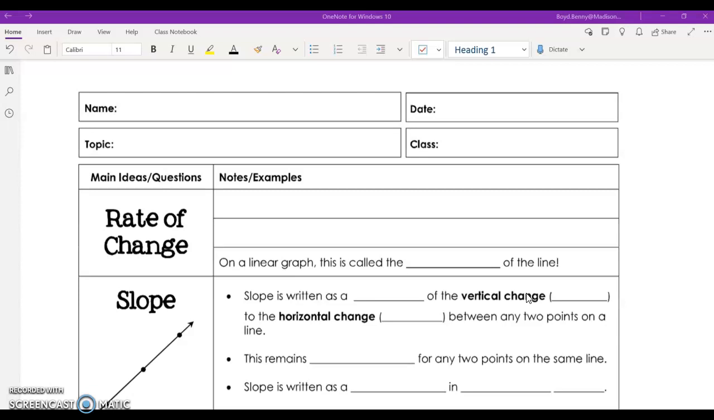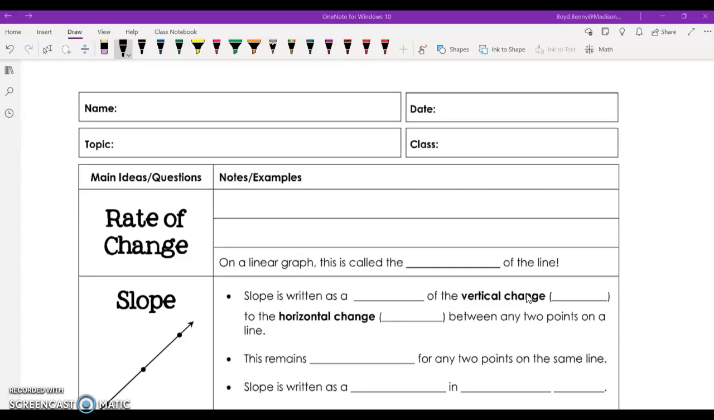Today we're going to tackle the subject of rate of change and slope, which actually means the same thing. So I'd like for you to go ahead and head your paper, put your name on there. Today's date happens to be January 24th, 2022. And this one is going to be for fourth or fifth period. Okay, so let's go ahead and get started.